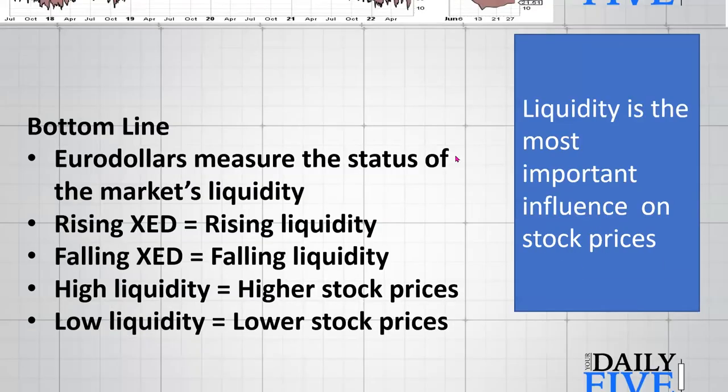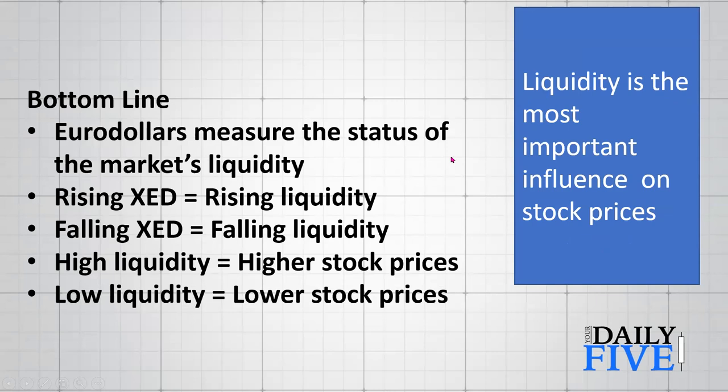So bottom line, Eurodollars measure the status of the market's liquidity, and they do so very early. When you see a rise in XED, the Eurodollar index, it means that liquidity is rising. When you see a fall in XED, it means that liquidity is falling. High liquidity, higher stock prices. Low liquidity, lower stock prices. In other words, liquidity is the most important influence on stocks.